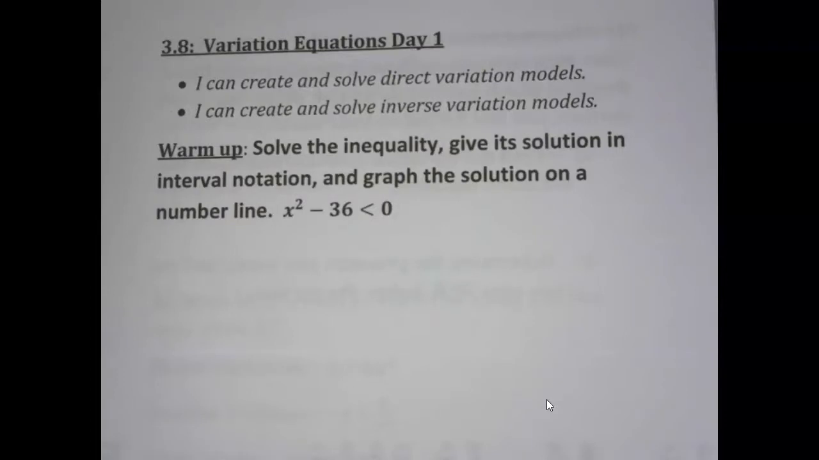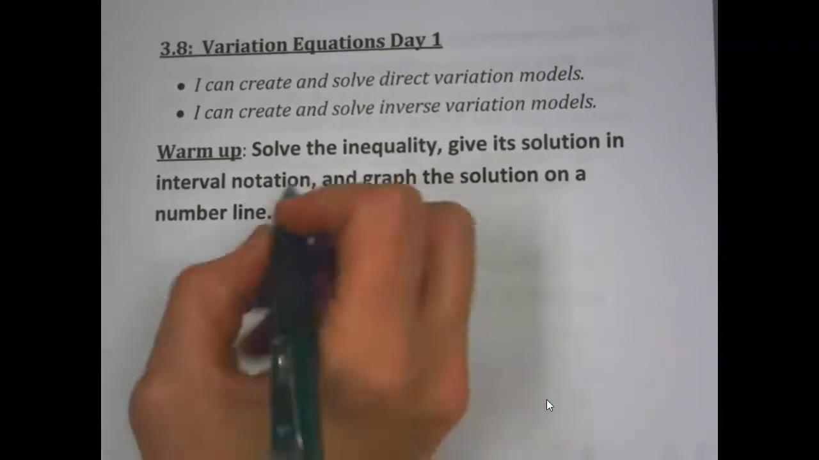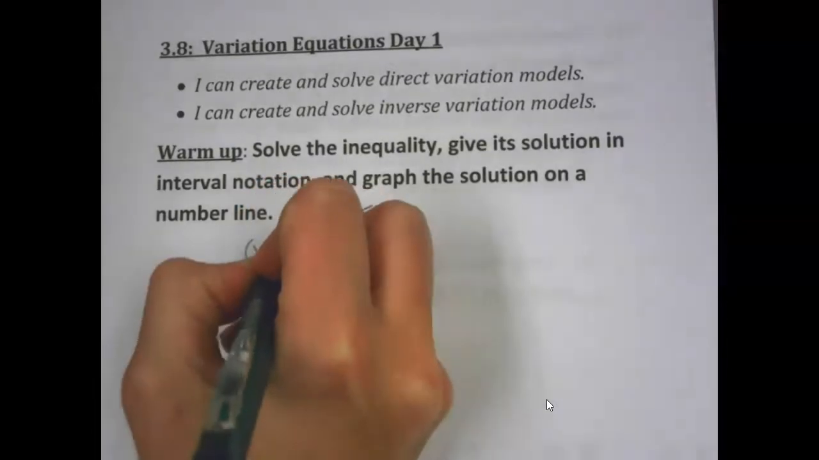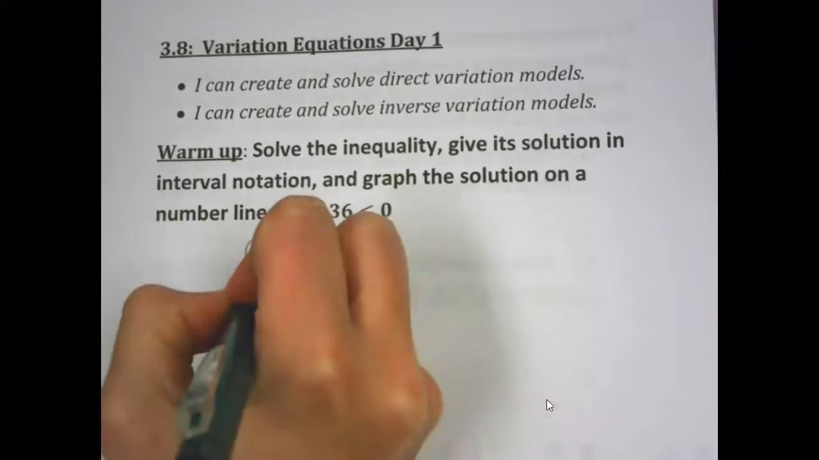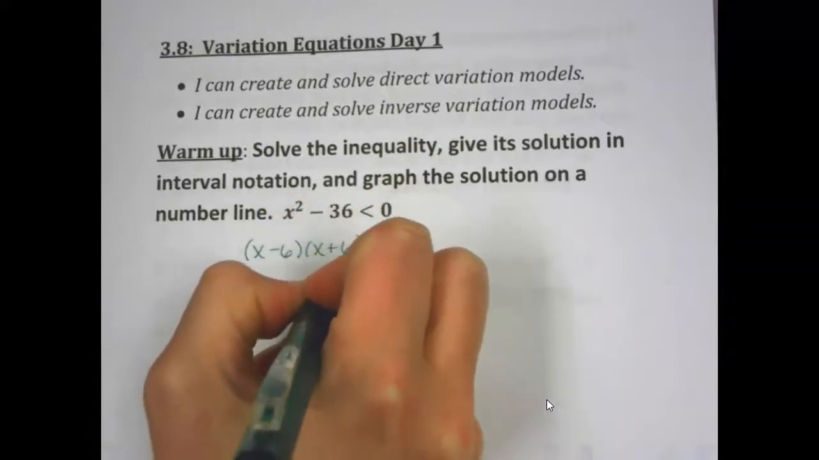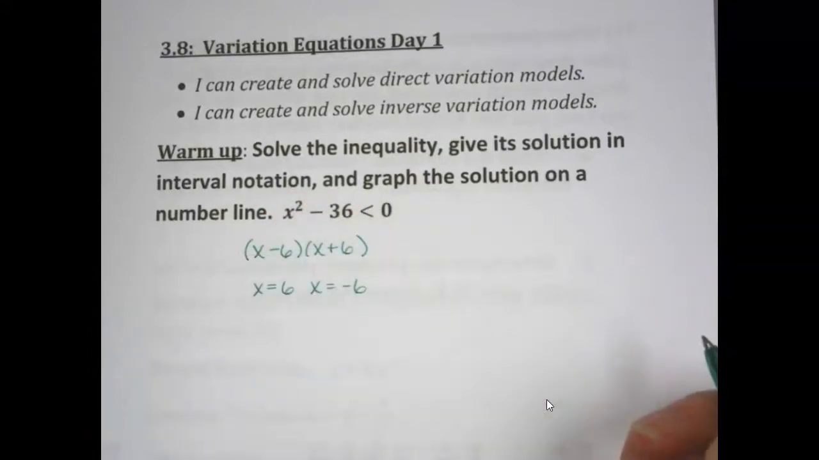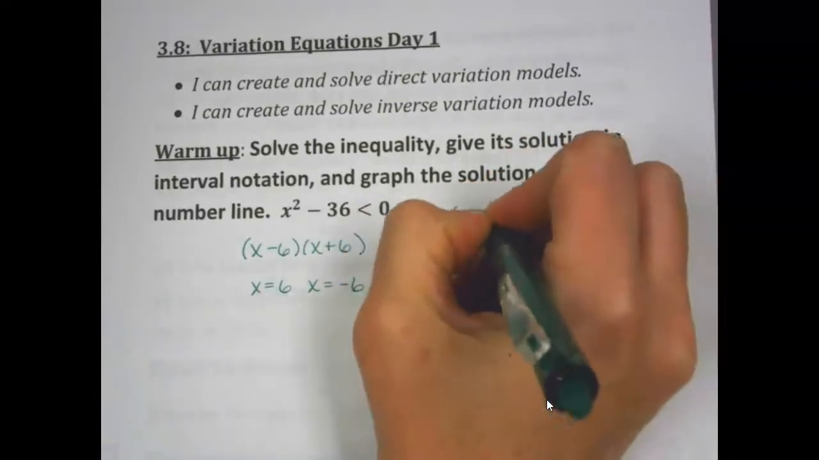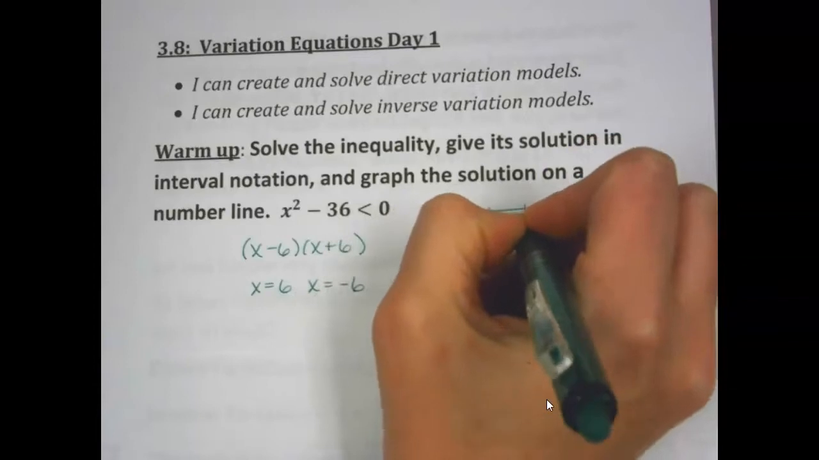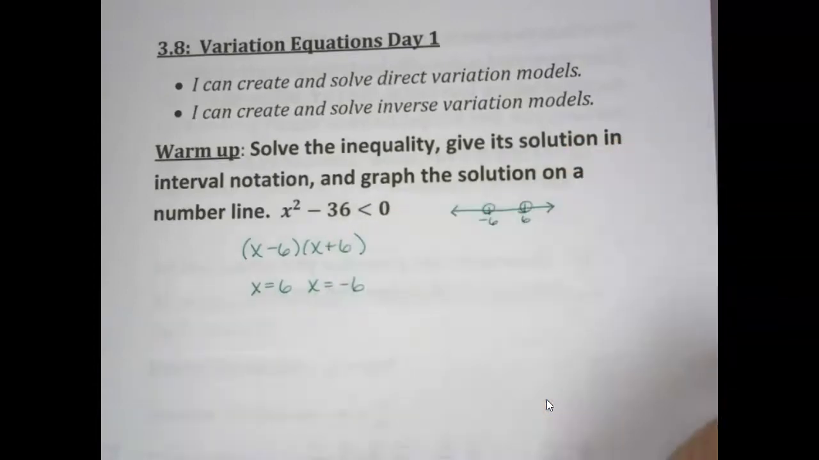We always start these by factoring. So x squared minus 36, that's a difference of squares. Factors to x minus 6, x plus 6, which tells us that our two zeros are a positive 6 and a negative 6. We take those two zeros and put them on a number line with our smallest number on the left and our bigger number on the right. And we have open circles because there's no equal to.